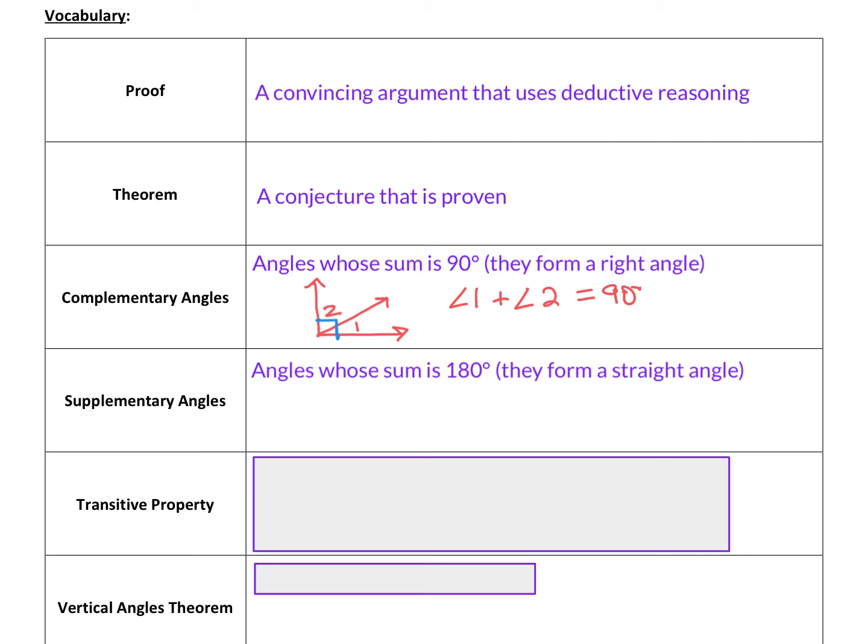All right, supplementary angles: angles whose sum is 180 degrees, and they will form a straight angle. A straight angle is when you have rays going in opposite directions. Pretend that's connected, and then another angle here. Let's say here's angle 1, here's angle 2. Anytime you have rays in opposite directions forming a straight line, you have a straight angle. These two angles, angle 1 plus angle 2, will add up to 180 degrees.